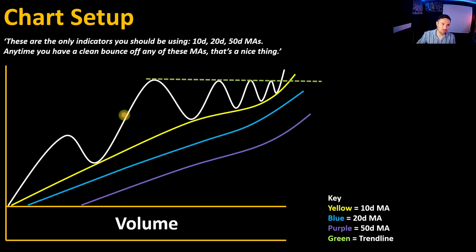This is the chart setup. You probably would have known this by now. These are the only indicators you should be using: the 10-day, the 20-day, the 50-day moving averages. Anytime you have a clean bounce off one of these moving averages, that's a nice thing. So hopefully you know what the charts look like by now, but here is a visual example. This is what Qullamaggie is saying, the only thing you need on it. I like putting some things on like the RS line, some of the longer term moving averages, but my charts overall, I'd say, are pretty clean.